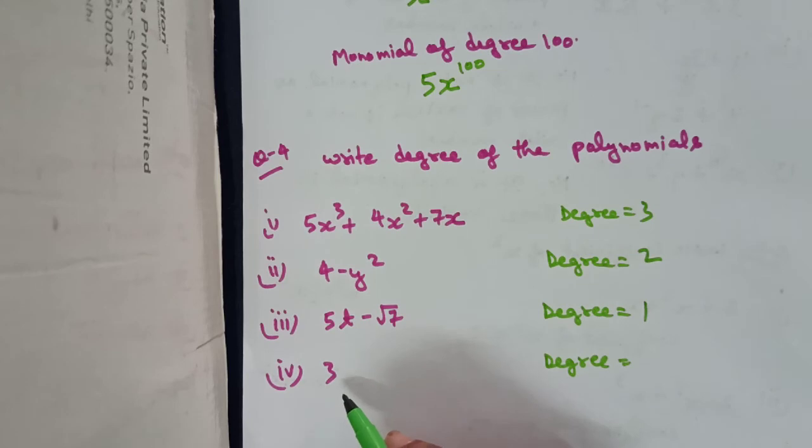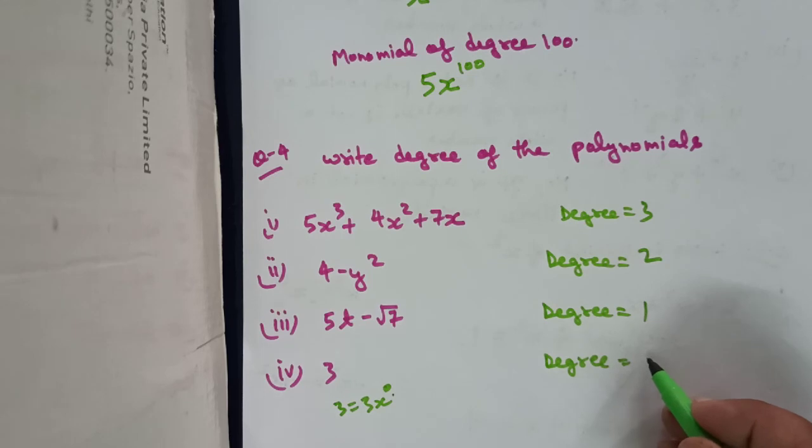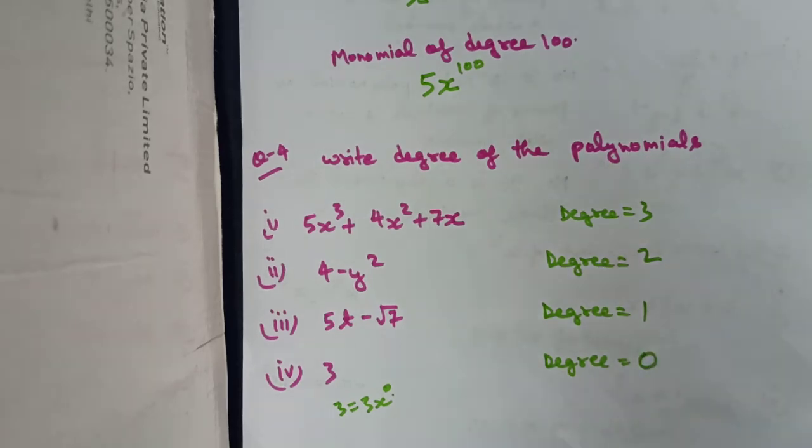And fourth case we are having 3, so this is a constant polynomial. 3 can be written as 3x raised to the power 0. X raised to power 0 will be 1, so 3 into 1 equals 3. That means any constant polynomial will have, what is the power of the variable in any constant polynomial? That is 0. So the degree will be 0 in this case.